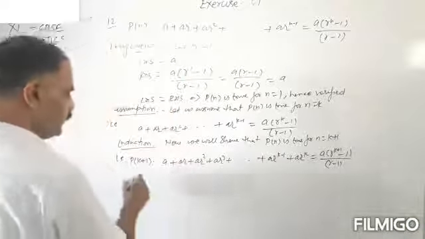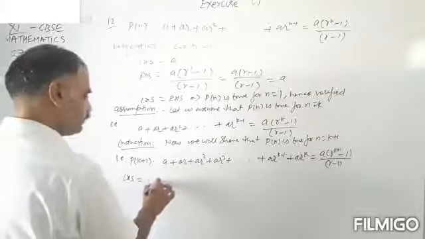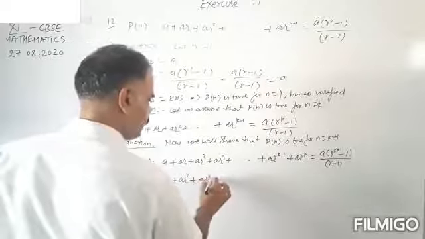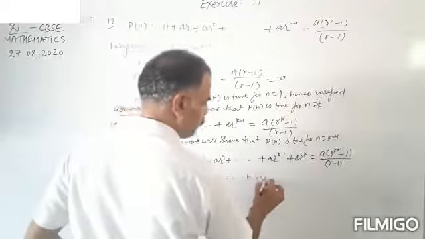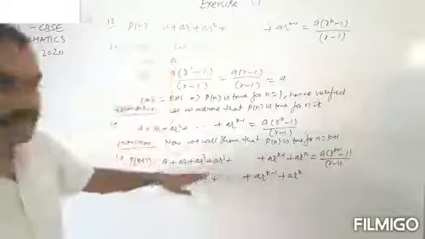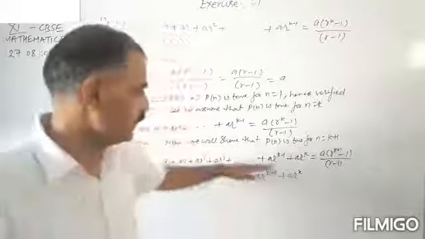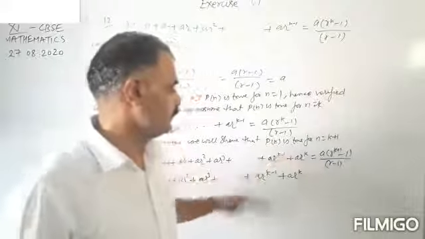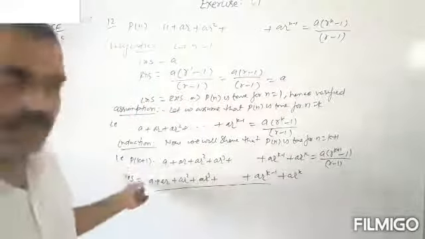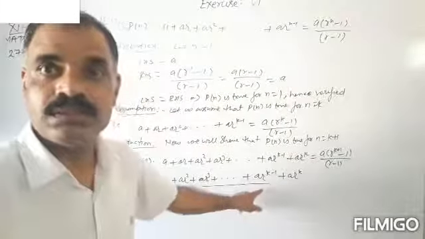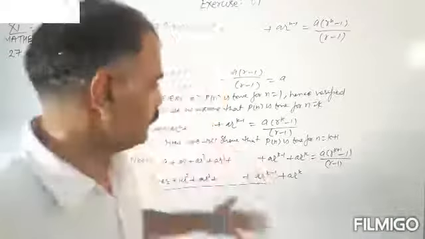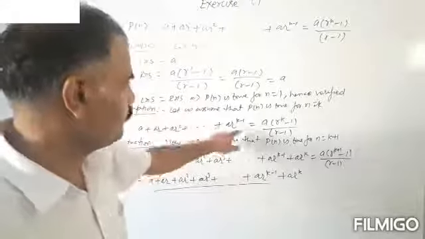Taking the left hand side, it is a plus ar plus ar square plus ar to the power 3 plus ar to the power k minus 1 plus ar to the power k. This is the left hand side of the induction. Now using the assumption up to this term, from the first term to the kth term, using the assumption, where the assumption says the sum from the first term to the kth term equals this.